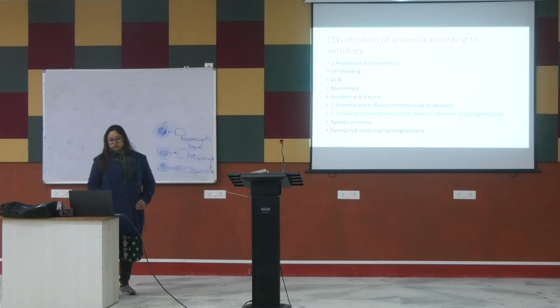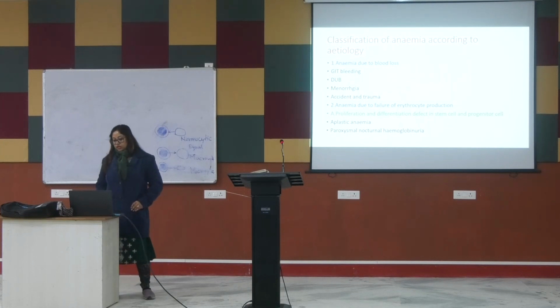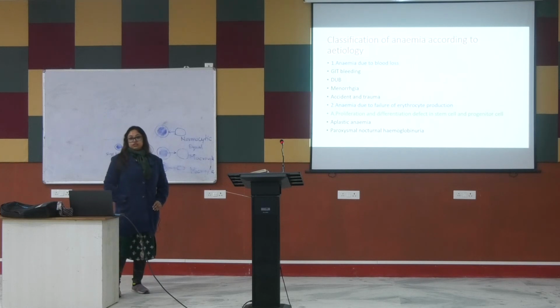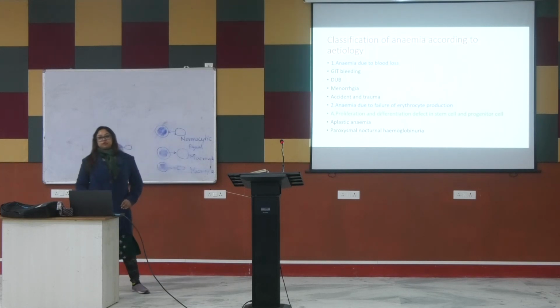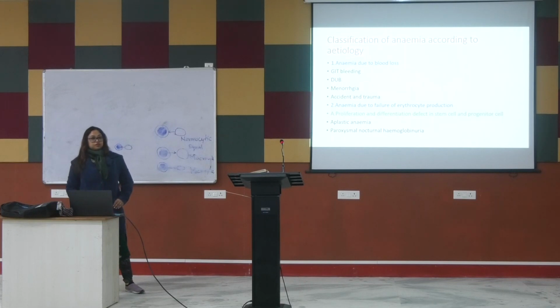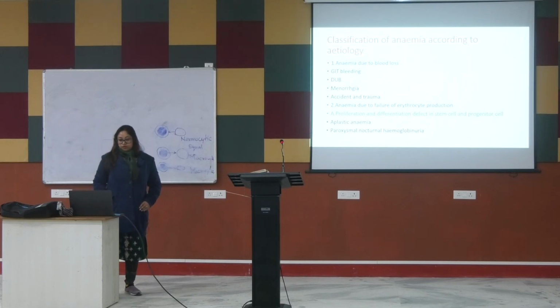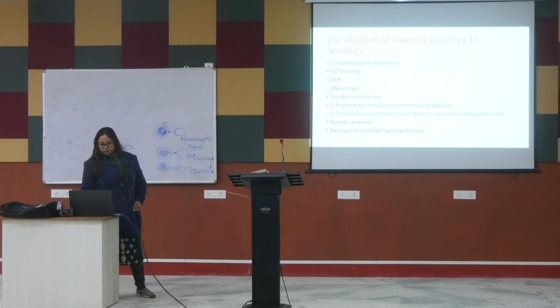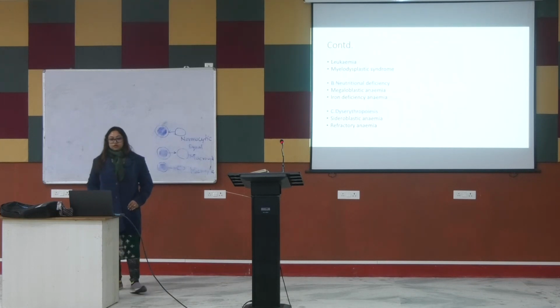A, proliferation and differentiation defect in stem cell and progenitor cell. What are stem cell and progenitor cell? They are the mother cells. They produce the RBCs. There are few causes, that is aplastic anemia, paroxysmal nocturnal hemoglobinuria, leukemias and myelodysplastic syndrome.